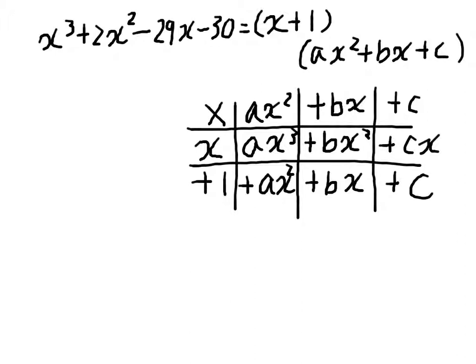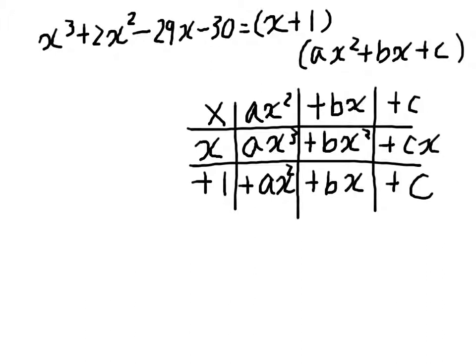Now I'm going to collect the like terms. So ax cubed doesn't have any other x cubed term, but ax squared and bx squared, they are like terms, so I know I can put them together. Also, bx and cx terms, they are like terms, so they can be together. Constant c is just a number at the end. Okay, so now I'm going to write the whole thing.